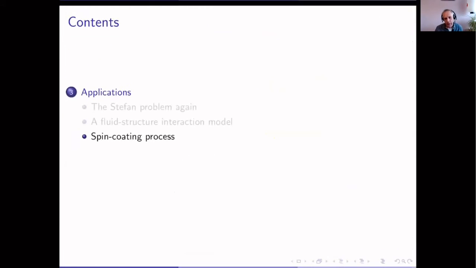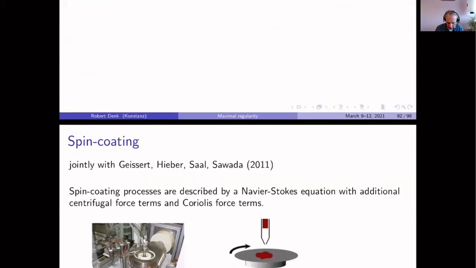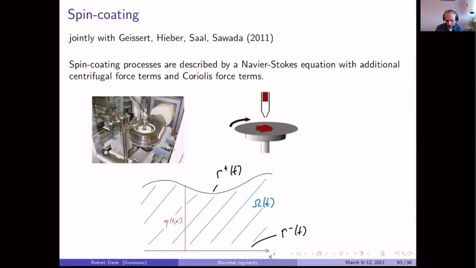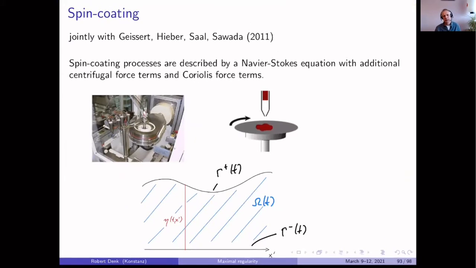The last example I want to present you is the so-called spin coating process. It's very similar. This is a joint paper with Heber, Saal, and Zawada. Spin coating means I have a fluid which is put on some disk, and this disk is now rotating. So I have a fixed lower boundary, and I have again a free boundary, and I have the fluid, and I have the Navier-Stokes equation.